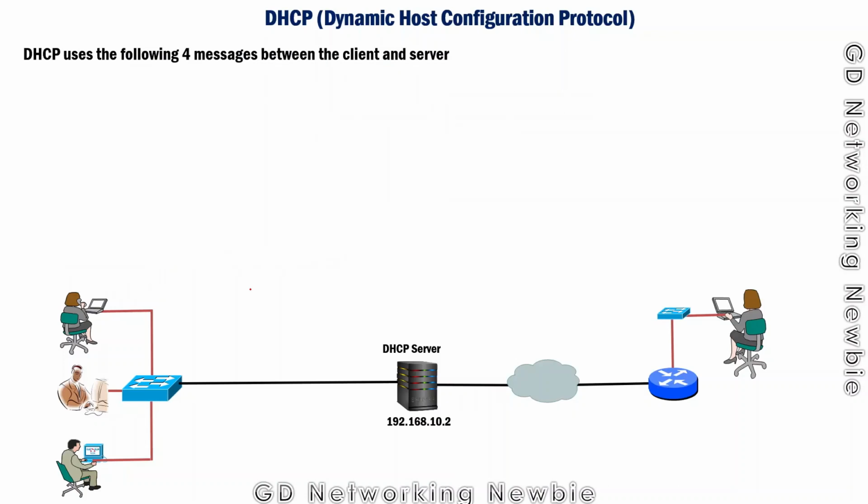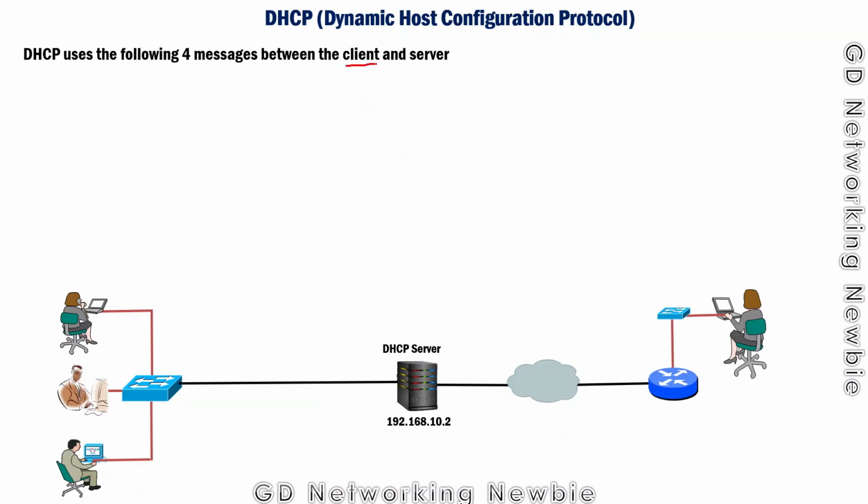And we can also renew this lease to the client. The client can request an extension in the lease time as well. Now DHCP uses the following 4 messages to receive an IP address. This works in a client-server way, or the client-server model.